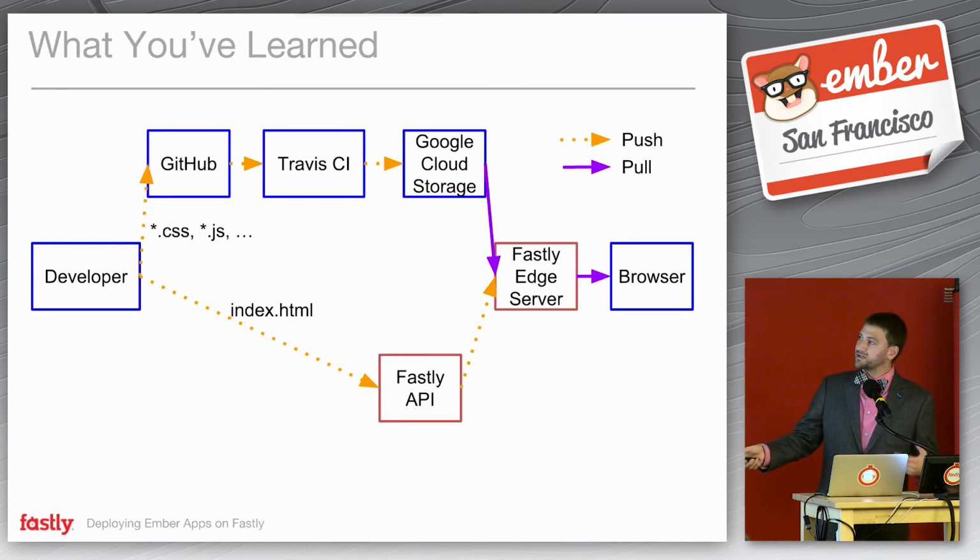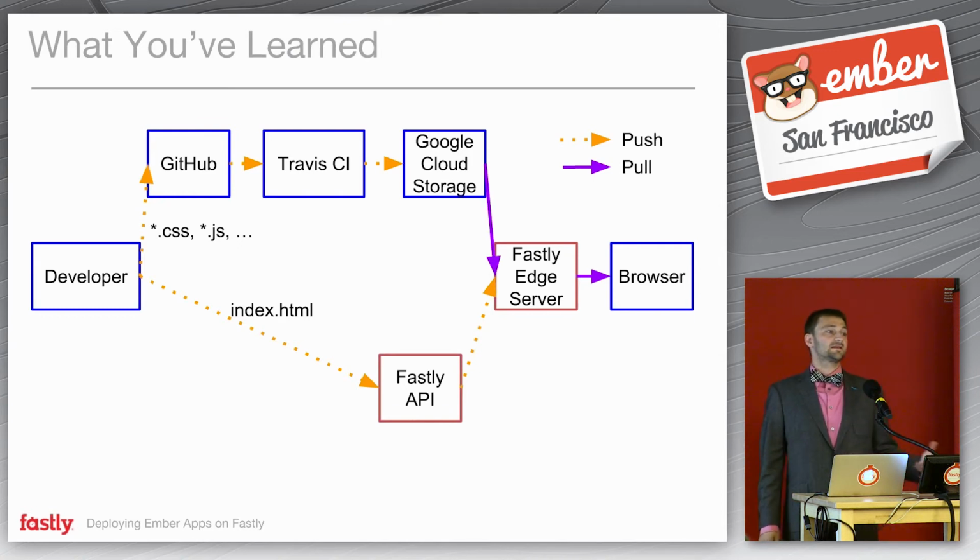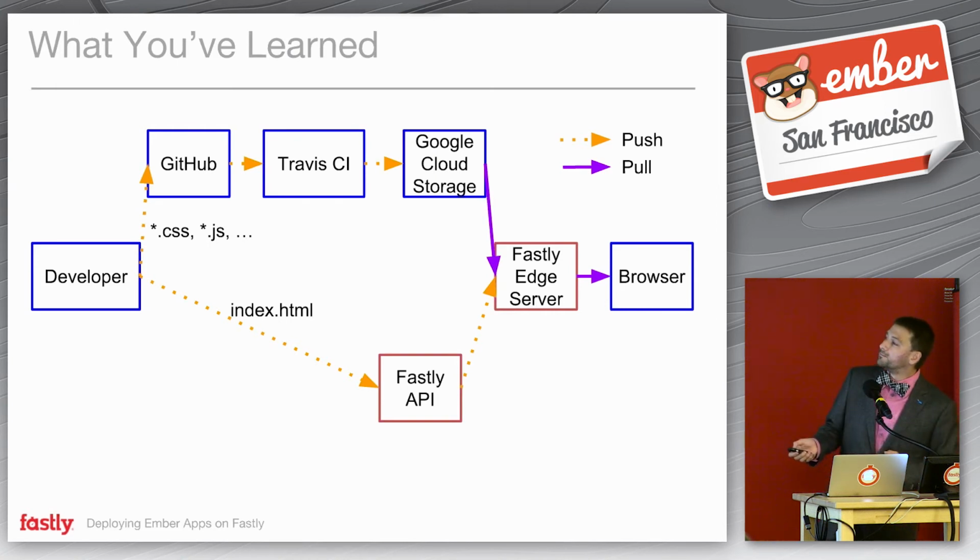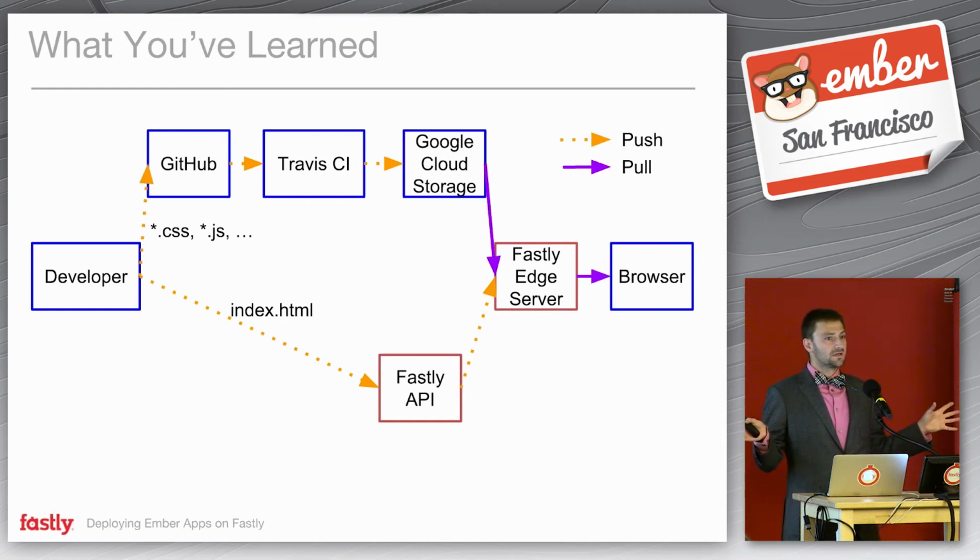So the developer pushes code to GitHub. Travis CI will build that code, run the tests, and when it's ready, upload everything to Google Cloud Storage, which acts basically like S3. It's just that we happen to be a Google partner, so we have direct interconnects inside their data centers, which is nice and fast. And then when you're ready to actually activate that version, you send the new index.html to the Fastly API, which distributes it around the world, and you have lightning fast deployment.